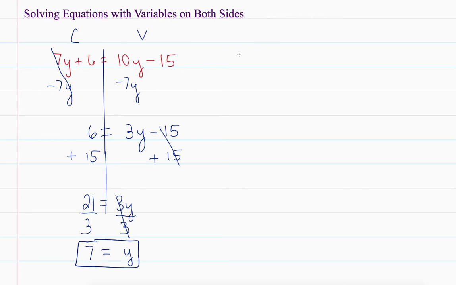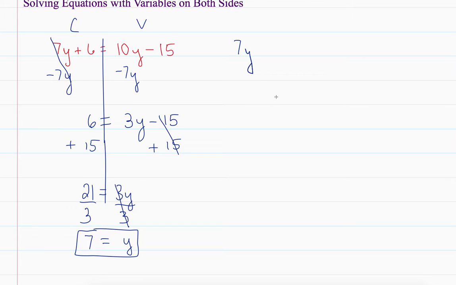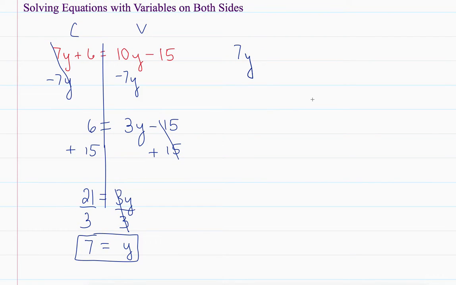Now again, the thing to do here to make sure that you have the right answer is to just take your value for the variable and plug it in. So if we're saying that y equals 7, that means 7 times 7 plus 6 should be equal to 10 times 7 minus 15. So again, the only thing I did is I took all the y's and I made them 7's.